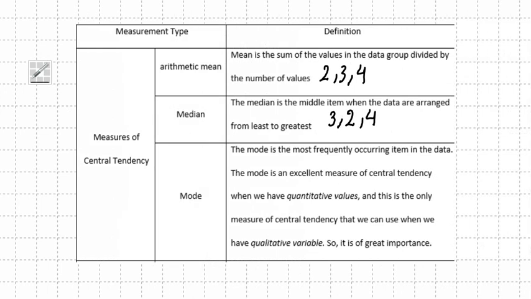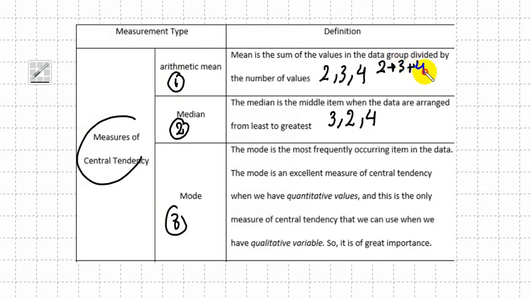The first type is the measures of central tendency: arithmetic mean, median, and mode. What is the mean? The mean is the sum of values in the data group divided by the number of values. For example, in this example, we have three values. How to find the mean? The mean equals 2 plus 3 plus 4 divided by 3. So it's 9 divided by 3 equals 3. So the mean in this example equals 3.